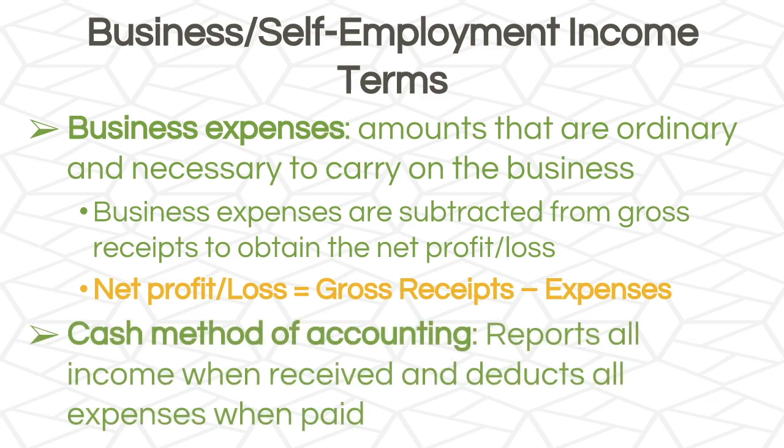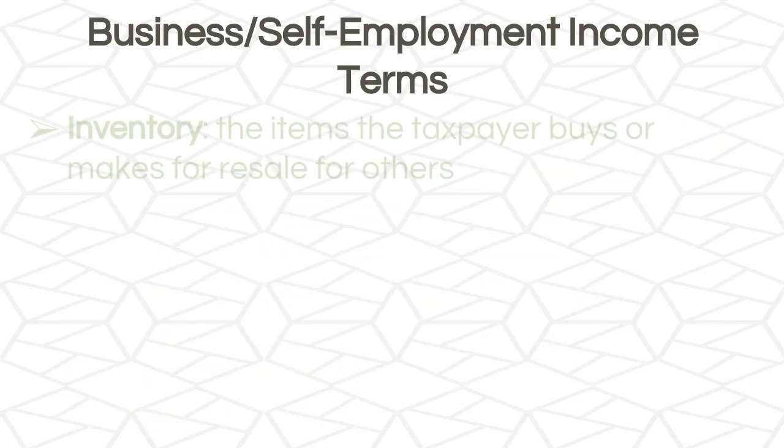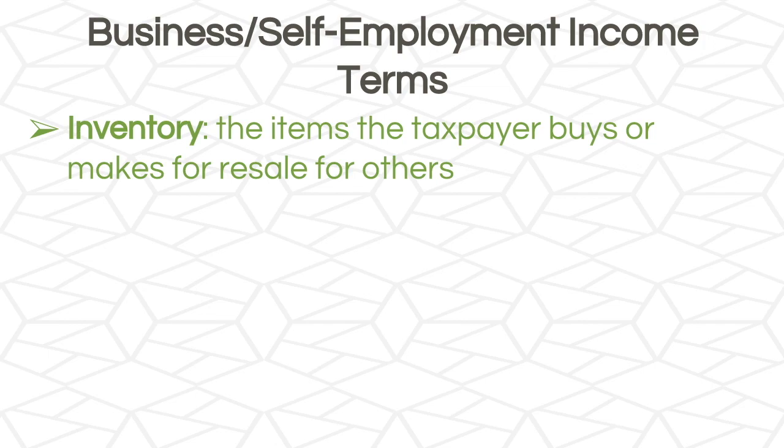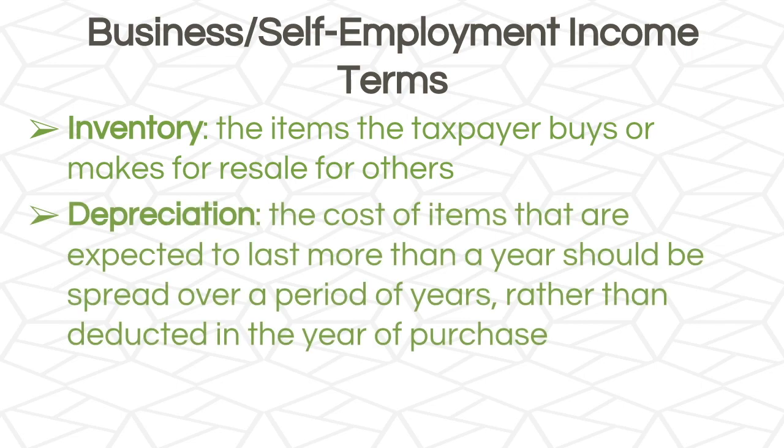Now, the cash method of accounting will report all income when received and deduct all expenses when paid. This is in contrast to the accrual method of accounting. Inventory are the items the taxpayer buys or makes for resale to others. Depreciation is the cost of items that are expected to last more than a year and therefore should be spread over a period of years rather than deducted in the year of purchase.